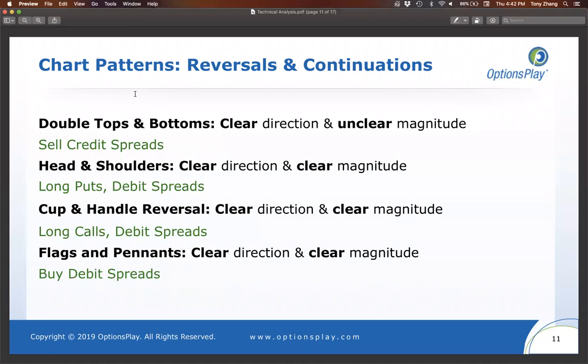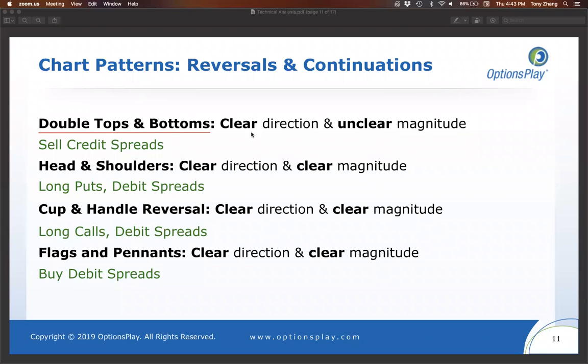Next, let's take a look at chart patterns and reversals. A lot of people like to use different types of chart patterns. Now, the thing about chart patterns is that they tend to be a little bit more subjective. Head and shoulders, double tops, double bottoms, and things like flags and pennants, cup and handles, those tend to be even a little bit more subjective. I think double tops and bottoms are probably the least subjective.